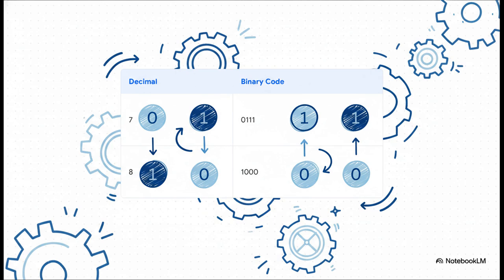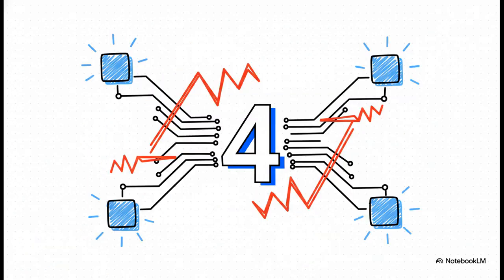The really interesting part is the jump from the number 7 to the number 8. In binary, 7 is written 0111, and 8, that's 1000. Just look at that for a second. To get from 7 to 8, every single one of those bits has to flip completely. That's right, 4 bits, the entire number, all have to change at the exact same time.